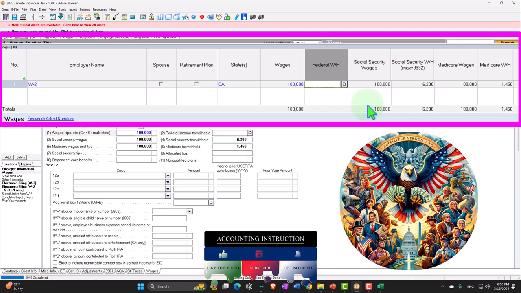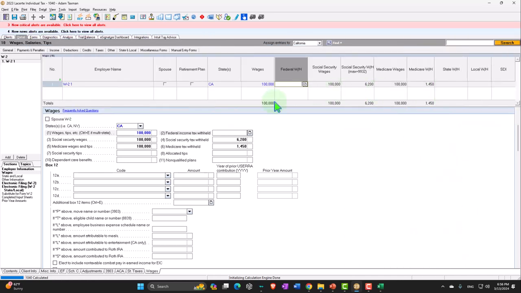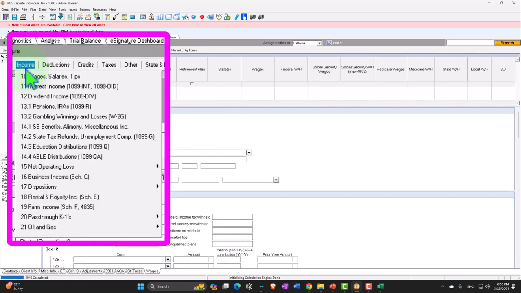But obviously, if you do it yourself, then we're going to have to deal with the taxes on the Schedule C, not only the federal income taxes, but the impact for the Social Security and Medicare. So that's going to complicate the situation a little. So I'm going to delete the W-2 income, and let's go to a Schedule C.